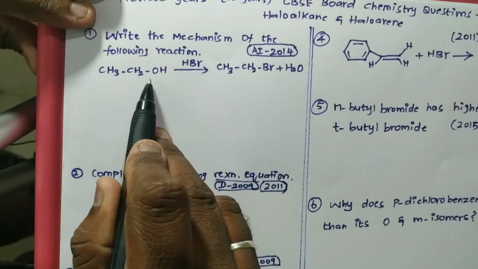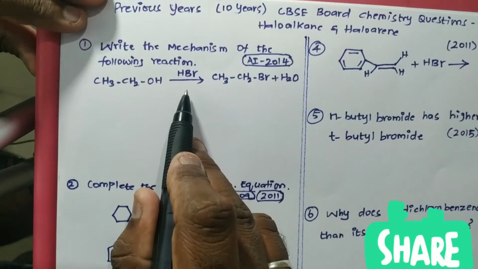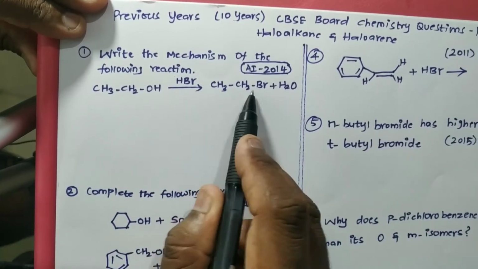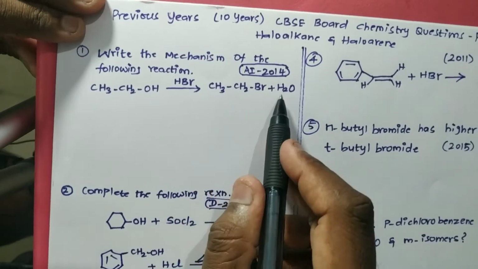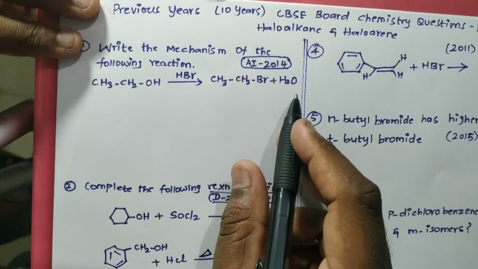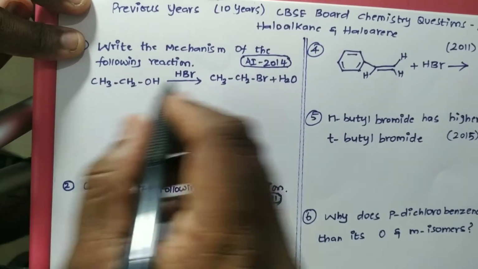Here one alcohol compound is given, ethanol. It will be reacting with a halogen acid. So here it forms bromoethane as the product, and water is getting formed. Now they ask for the mechanism of how they react.